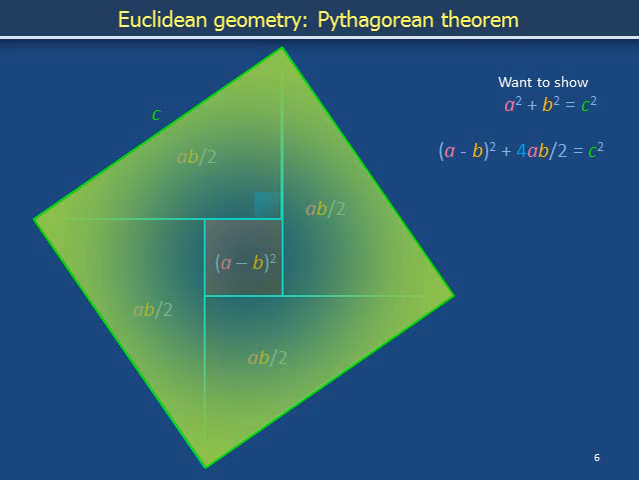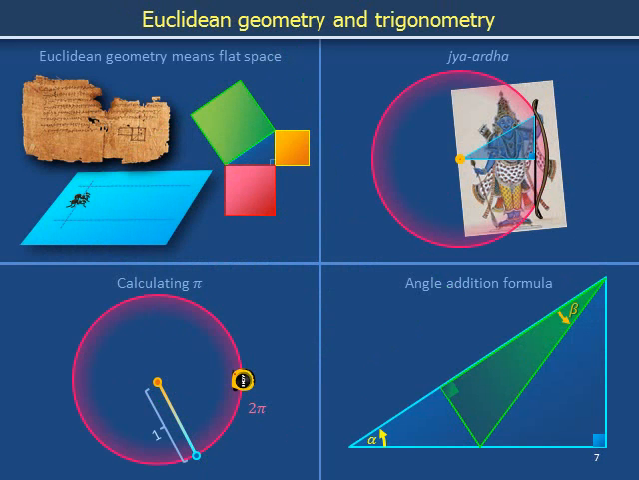The term (A minus B) squared can be expanded or FOILed into A squared minus 2AB plus B squared, and the 4AB over 2 turns into 2AB. Cancel the minus and plus 2AB, and we get A squared plus B squared equals C squared. The sum of the squares of the lengths of the legs of a right triangle equals the square of the length of the hypotenuse, as we sought to show. The length of the hypotenuse is the square root of the sum of the squares of the lengths of the legs. In this video, we illustrated a notion of flat space and walked through the Pythagorean theorem.